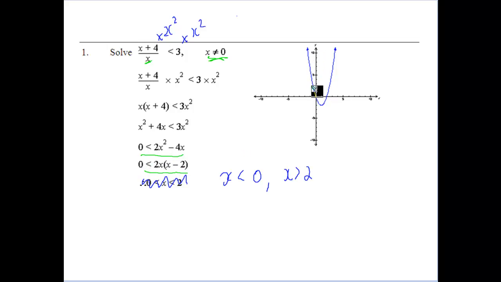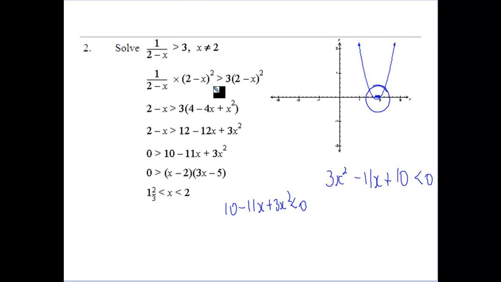So again, do a quick sketch of this quadratic, which will go through 0 and positive 2, and then see where the values are positive. The values are positive here and here, which means when x is less than 0 or greater than 2. Solve that inequality in that respect, and keep in mind that x can't be equal to 0.